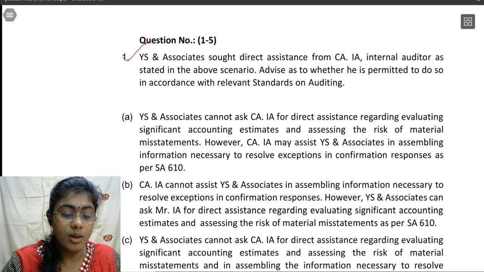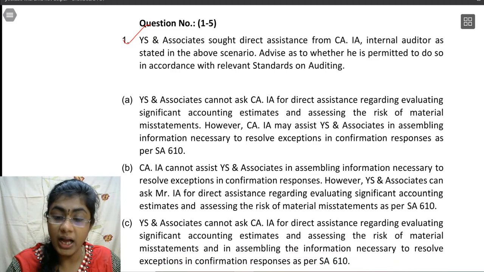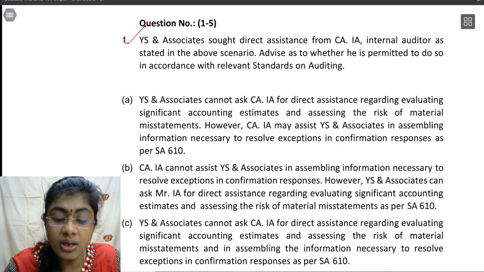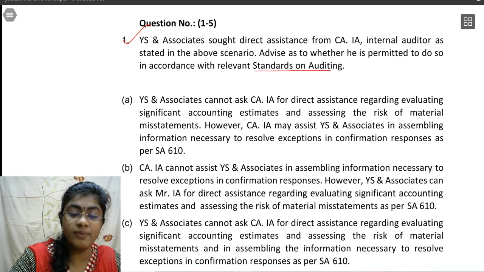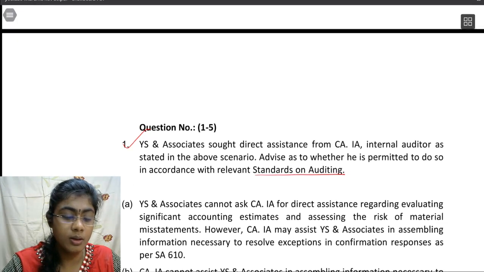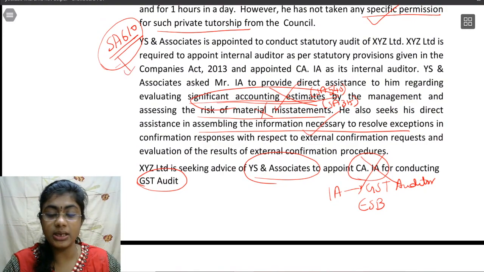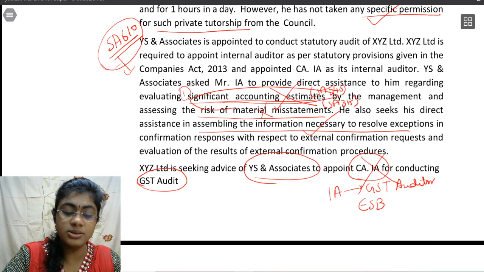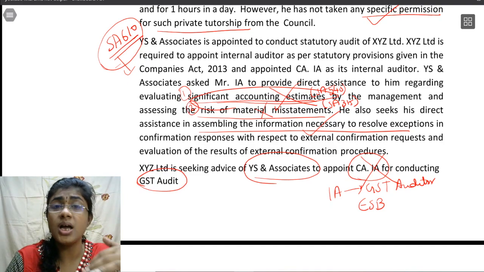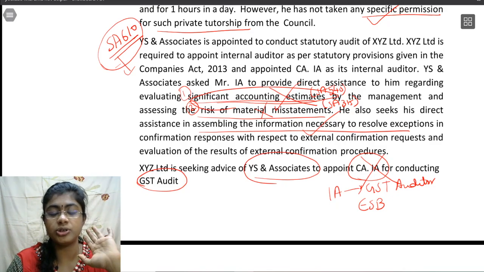First question. YS and Associates sought direct assistance from CAIA, the internal auditor, as stated in the above scenario. Advice as to whether he is permitted to do so in accordance with relevant standards on auditing. Students, we have already discussed that, no? As per SA 610, you can't take assistance in significant accounting estimates as well as risk of material misstatement. However, assistance may be taken in assembling the information.